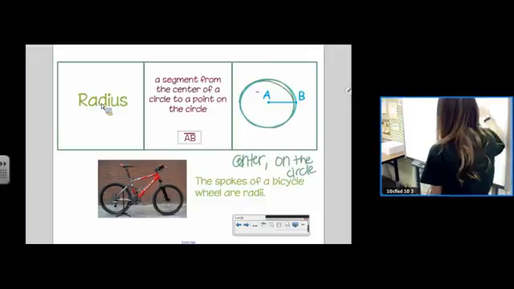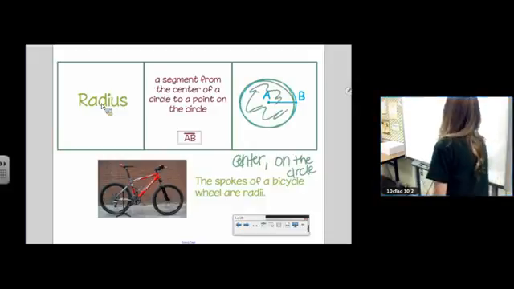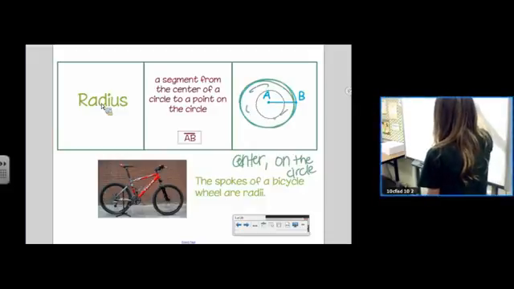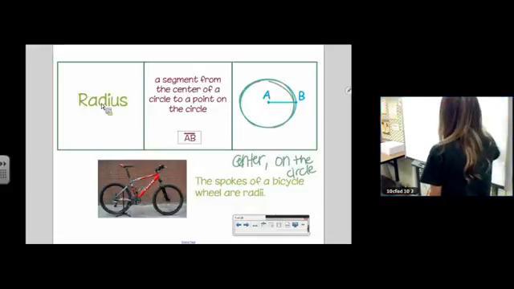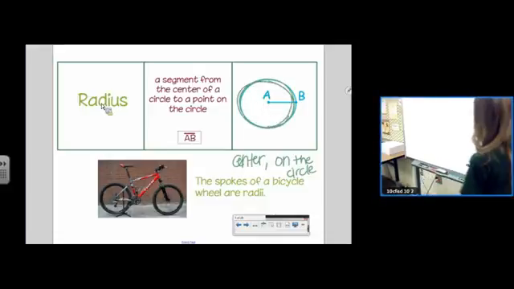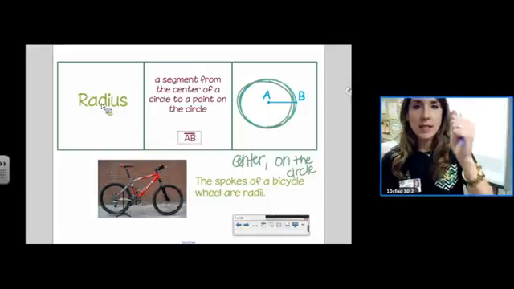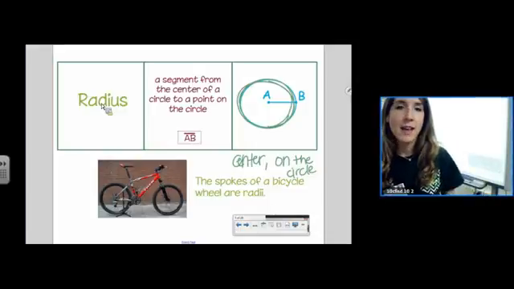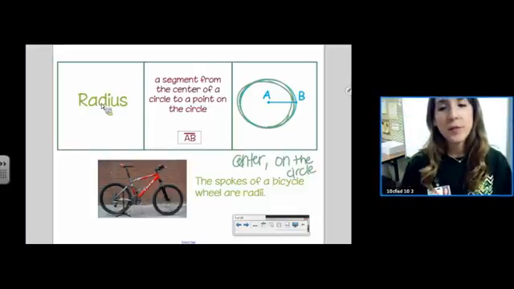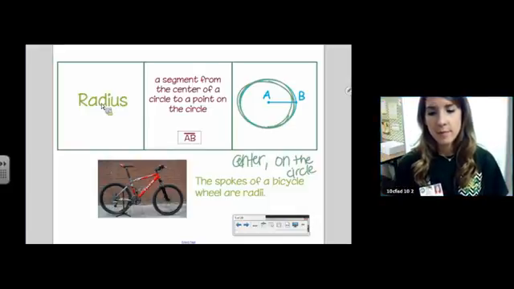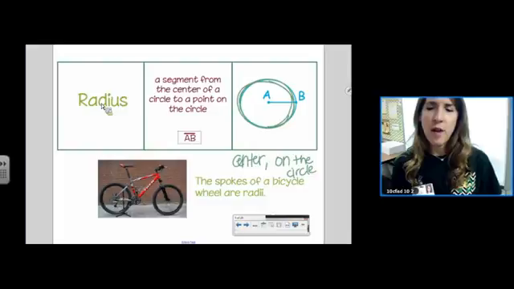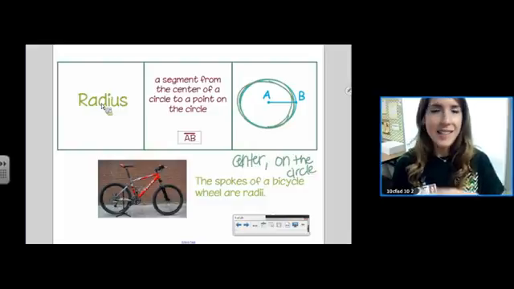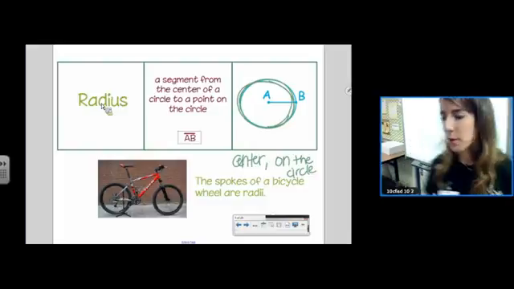It's not the stuff inside. It's not that. The circle is actually the set of points right here, that collection of points, okay? So one endpoint is the center, one endpoint is on the circle. Can you have radii in the same circle that are different lengths? Absolutely not. So once you find the length of the radius, that's going to be the length of the radius throughout the whole circle the whole time.